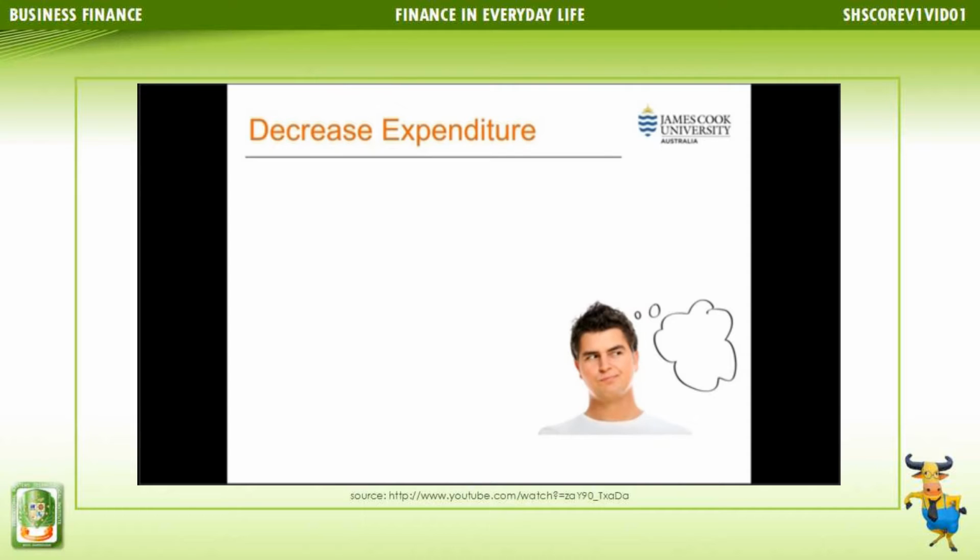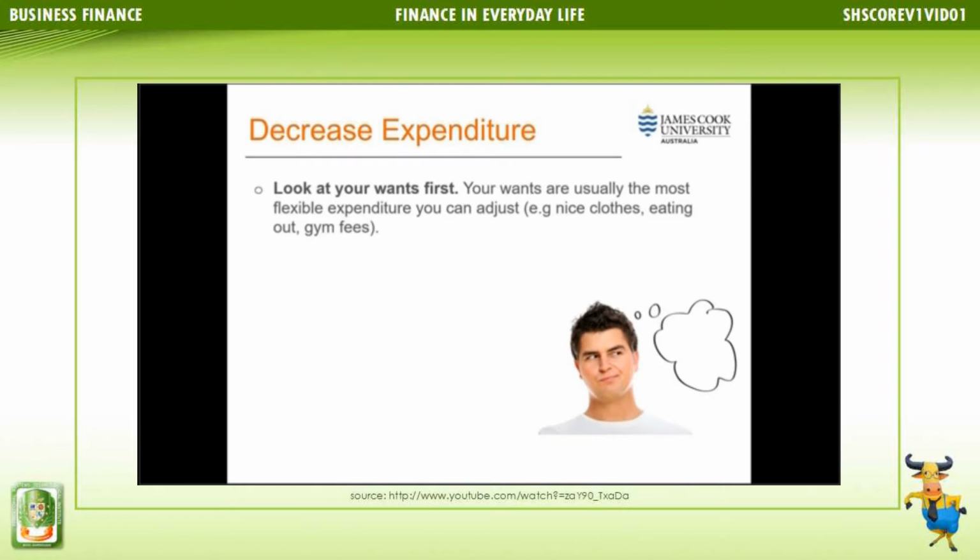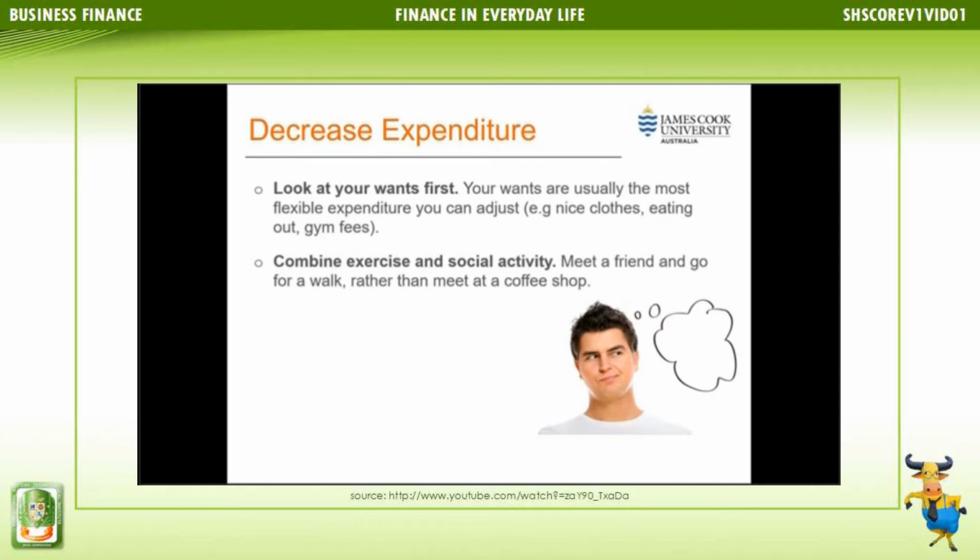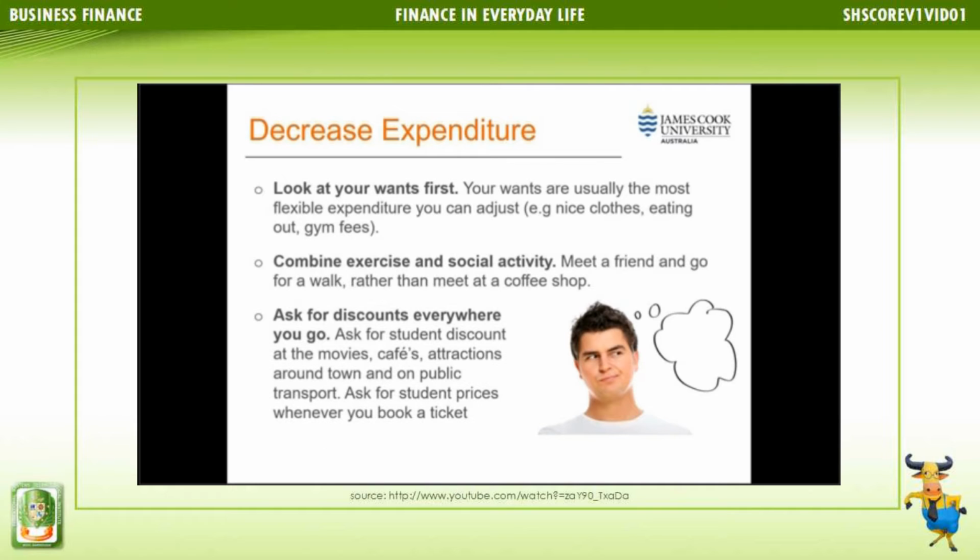So how do you decrease your expenditure? Firstly, look at your wants. These are usually the easiest to adjust. Ways to decrease your wants may include combining some things such as exercise and social activity. Make sure you ask for student discounts everywhere you go.